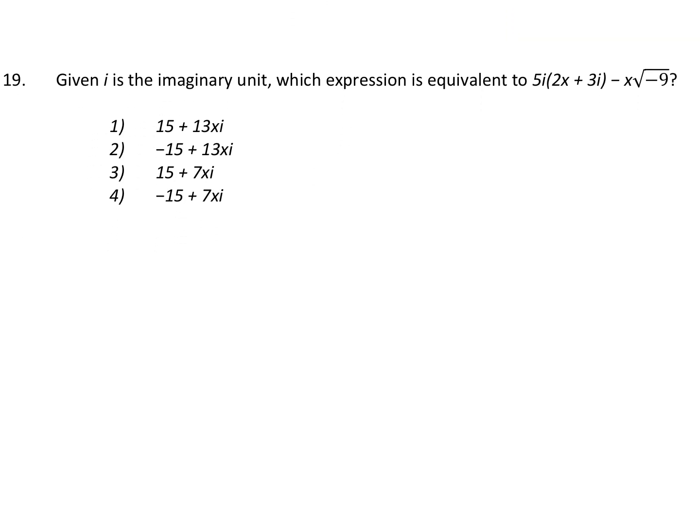And then finally, number 19. Given i is the imaginary unit, which expression is equivalent to this? So let's start off by distributing the 5i into the parentheses. So 5i times 2x would be 10xi. And then 5i times 3i would be 15i squared. Then we have minus x times, well, isn't the square root of negative 9 3i? The square root of 9 is 3, and the square root of negative 1 is i. So that would be 3i.